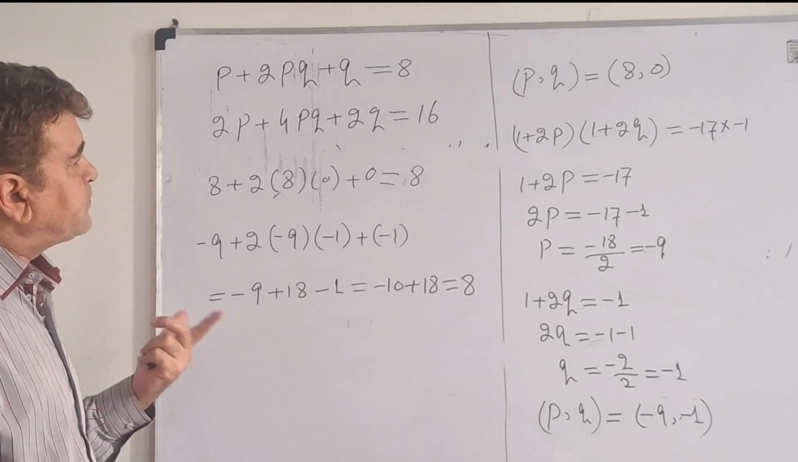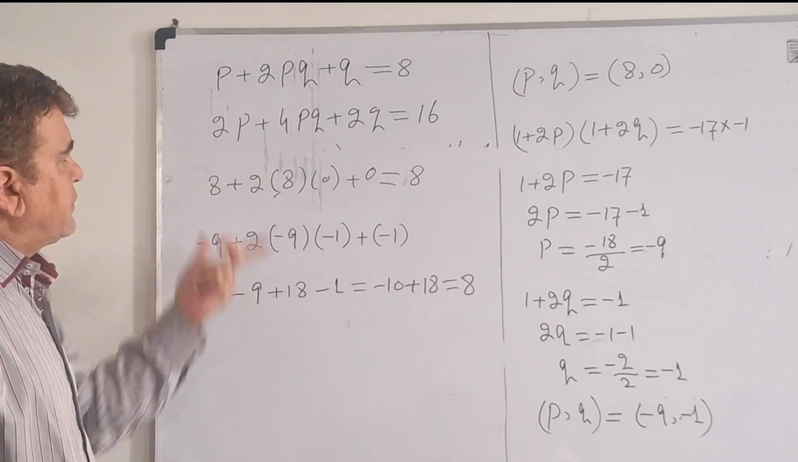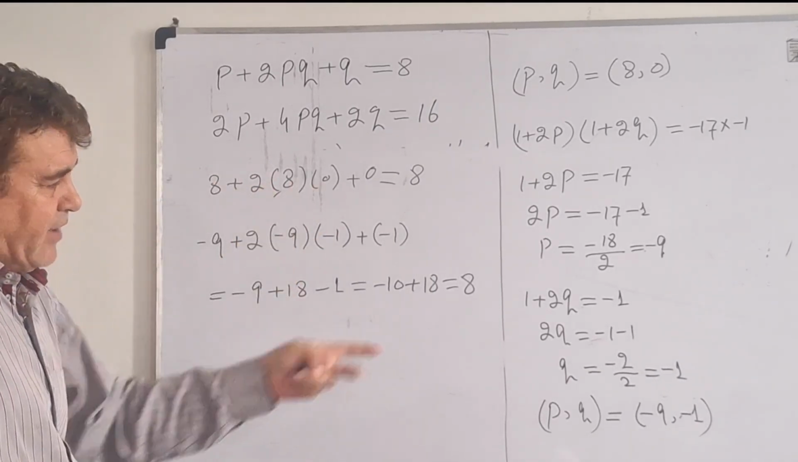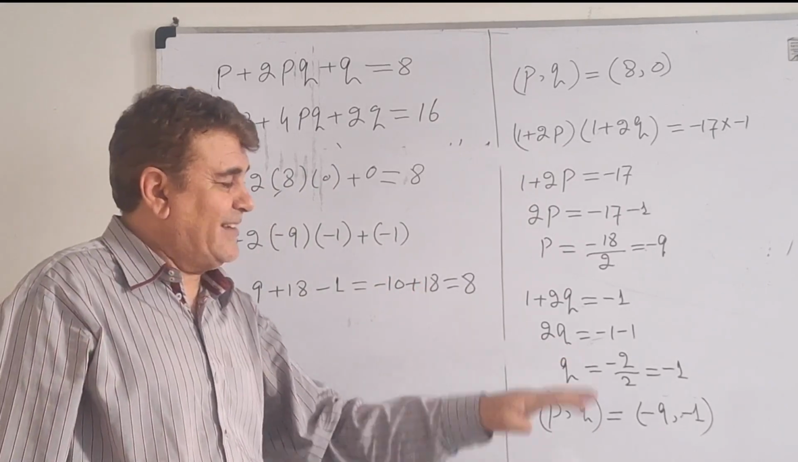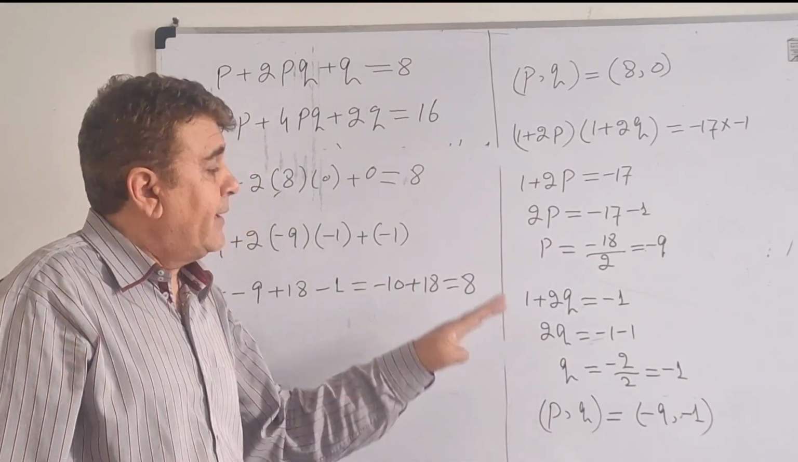So you solve this equation this way, and we find the two different sets of integer solutions.